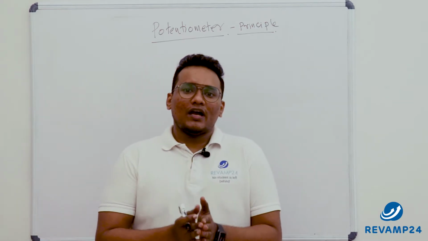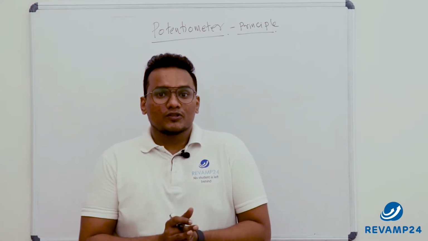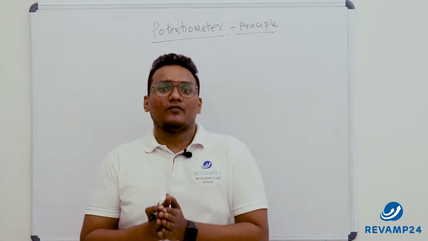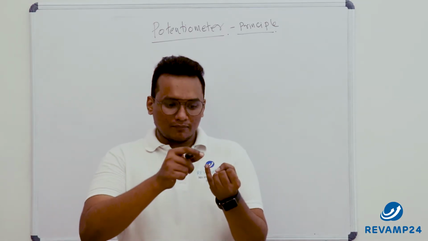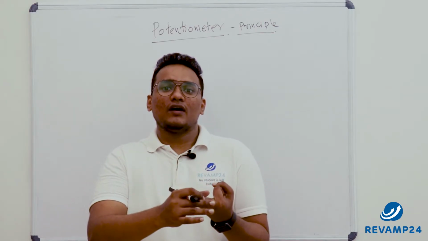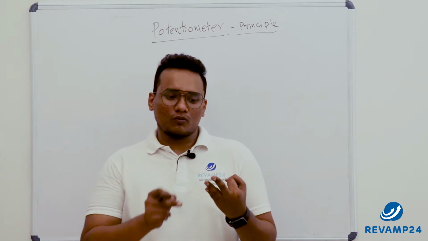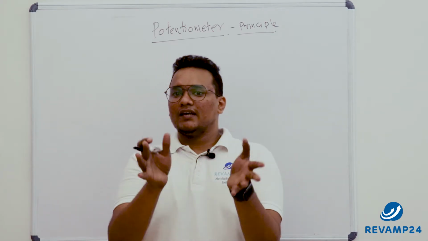So in this video, I will explain to you the principle of potentiometer. So why are we using a potentiometer? To measure EMF. So there are three different applications: measure the value of EMF, compare EMF of two cells, and measure the value of internal resistance. The first two are kind of connected and almost the same application, but internal resistance is a different application.